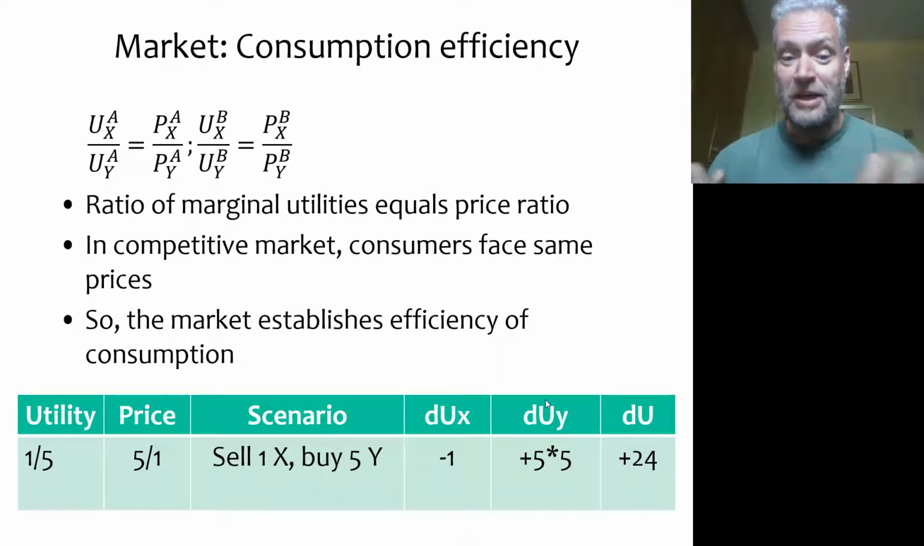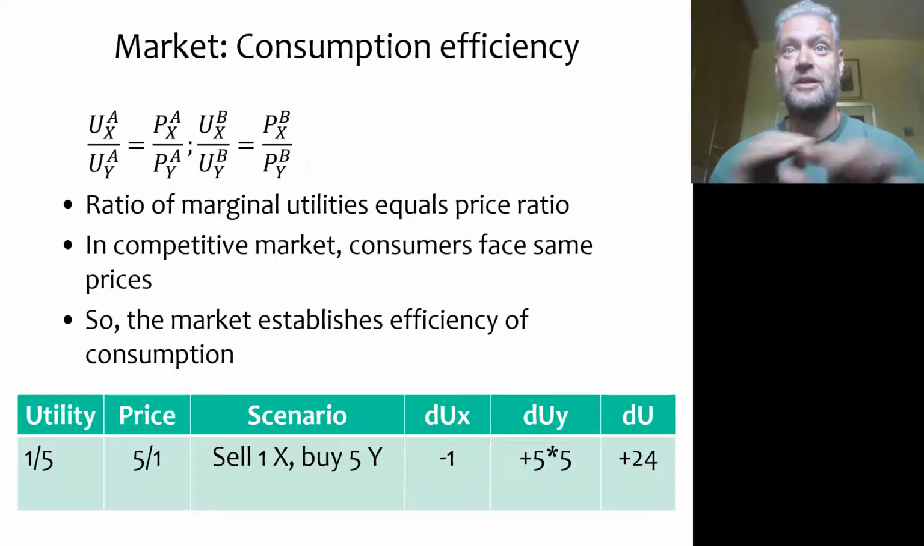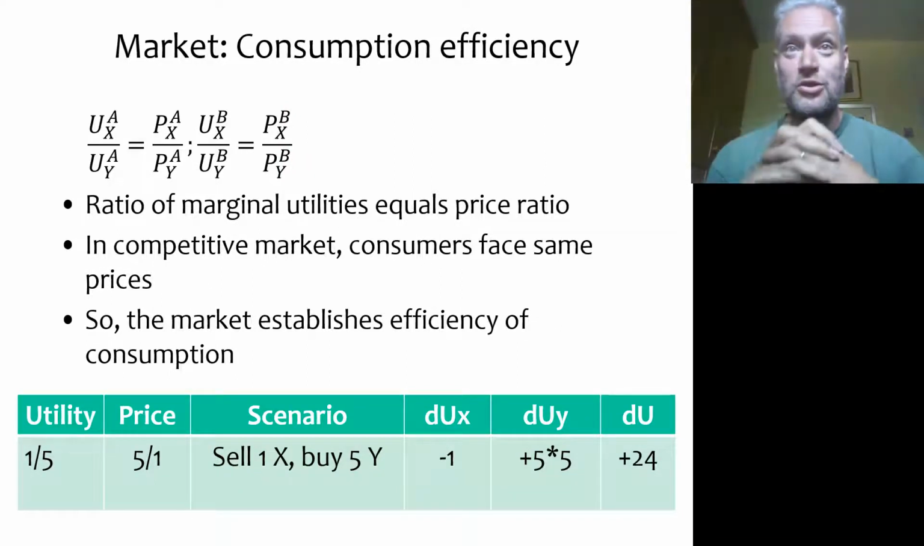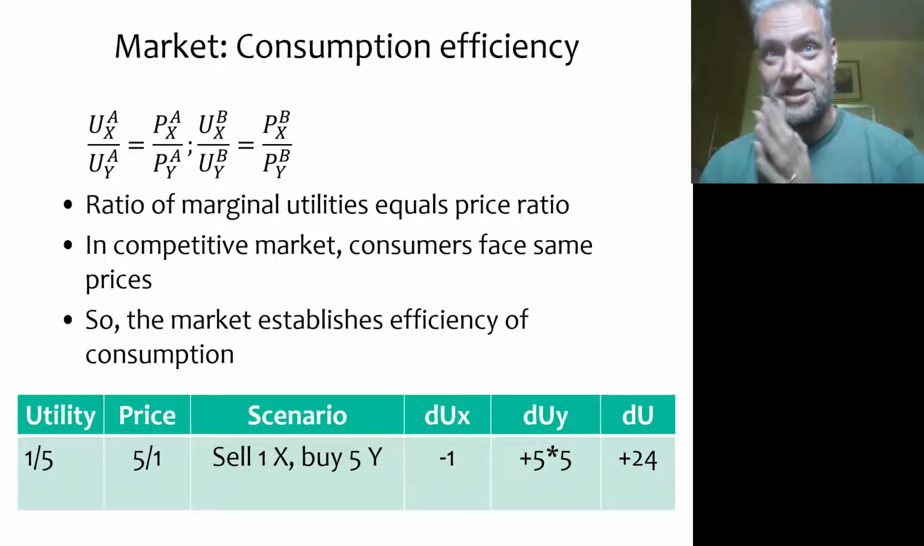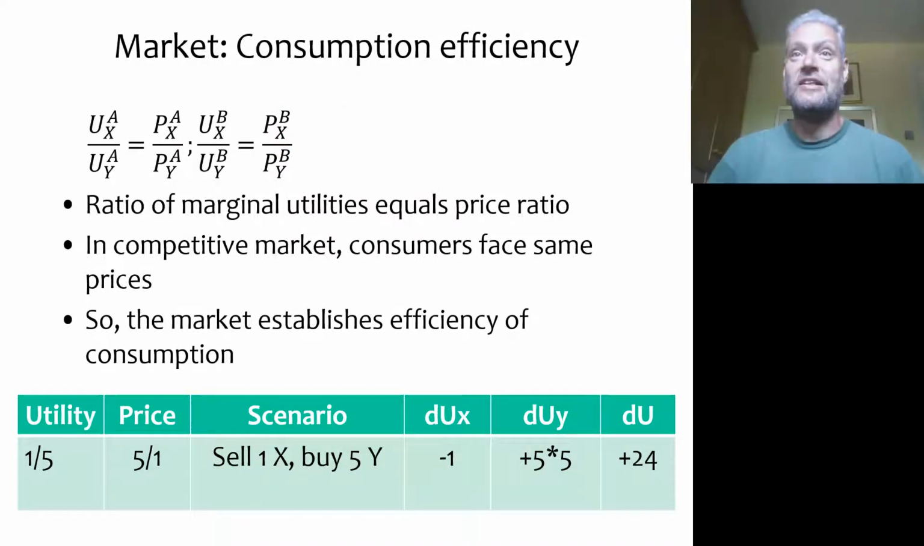Ditto for consumer B, who has to face the same condition, that the ratio of marginal utilities should equal the price ratio. And if both consumers face the same prices, that is, PXA over PYA equals PXB over PYB, then the market establishes consumption efficiency.